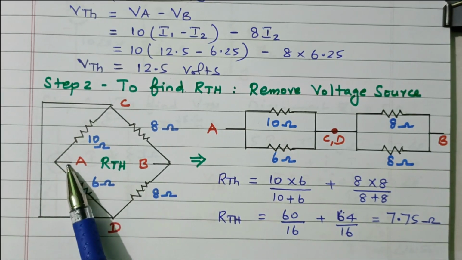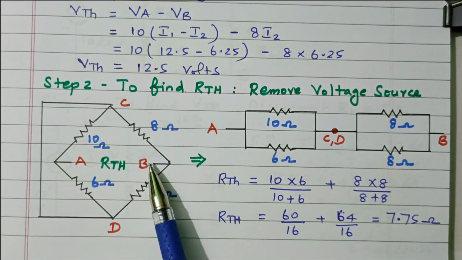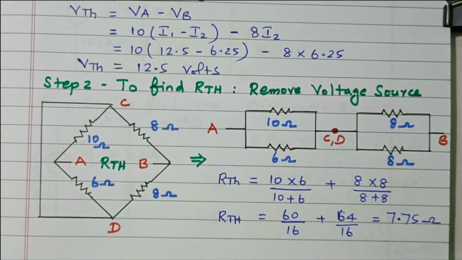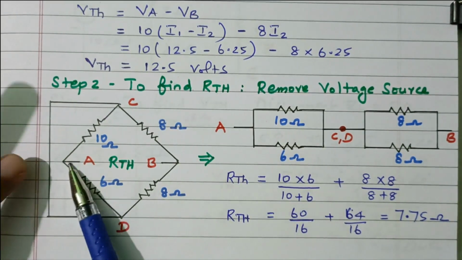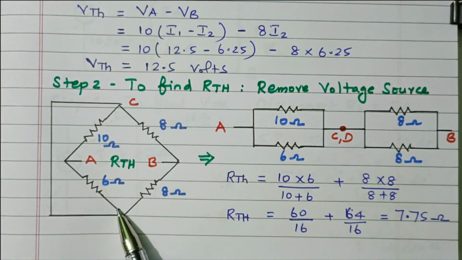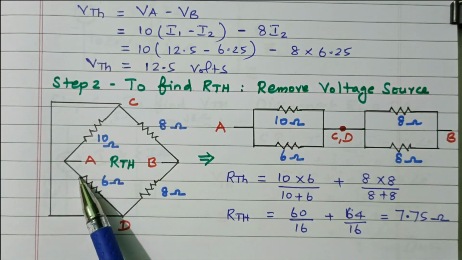So this circuit is now simplified like this. Terminals A, B, C and D, so 4 terminals are available. So the equivalent circuit is given. At terminal A we have 10 ohm and 6 ohm, because here the current is diverted. Both are connected in parallel.